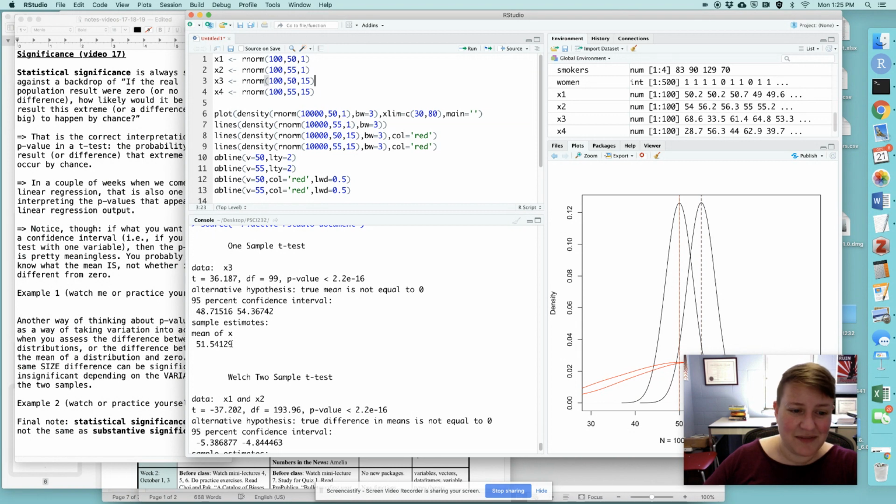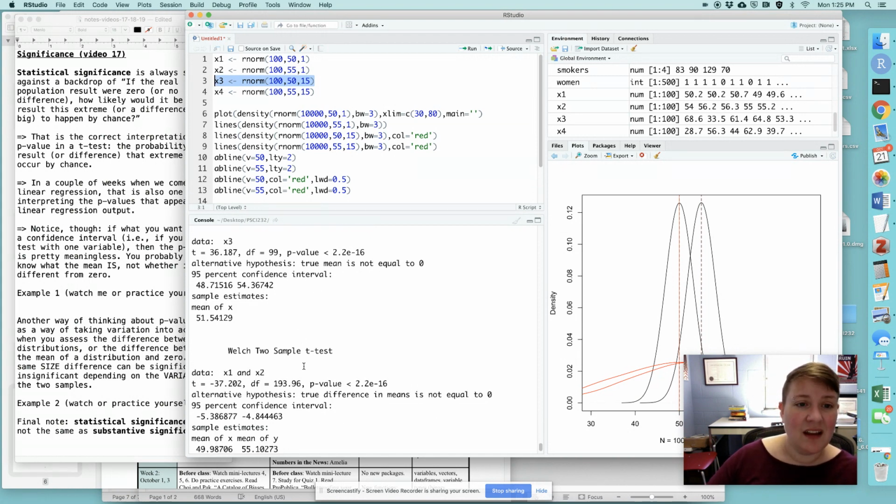So the mean of X is 50. The mean of this sample is about 51.5. The confidence interval is 48.7 to 54.4, roughly. And indeed, there's X3, 50, the mean of the distribution from which X3 is drawn, is in our 95% confidence interval. Woohoo! So that's a one-sample t-test. We've done that before. We use that to get a confidence interval in many cases.